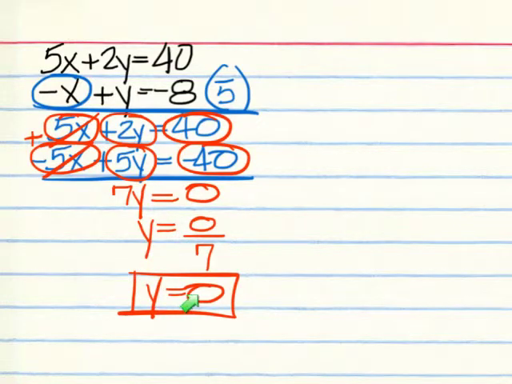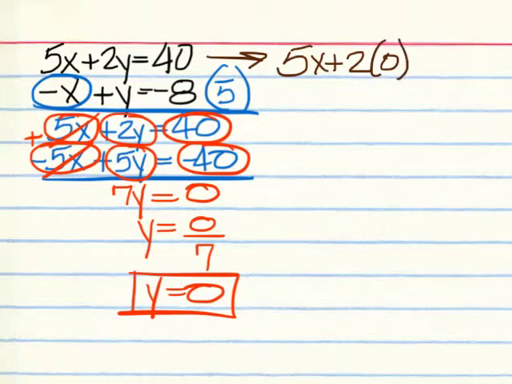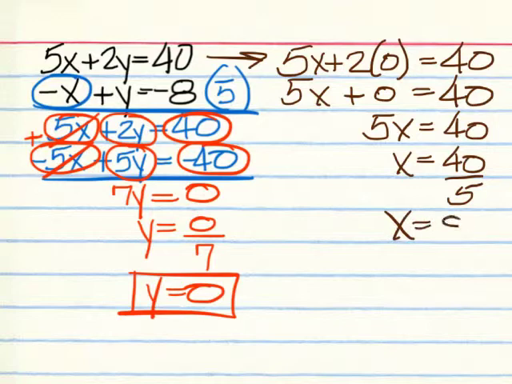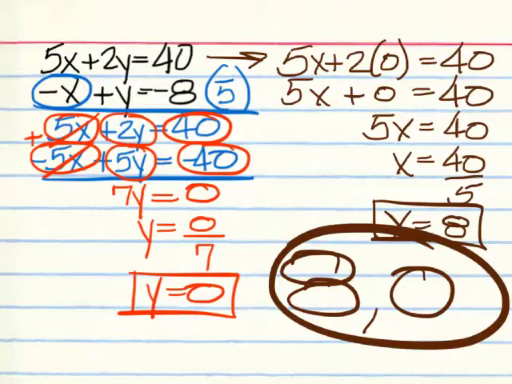You must plug this in for y in either this equation or this one. I'm going to use the top one. So that should be 5x plus 2 times 0 equals 40. 5x plus 0 equals 40. You can drop the 0 and then divide by 5 to get an answer of 8 for x. So your final answer is 8, 0.